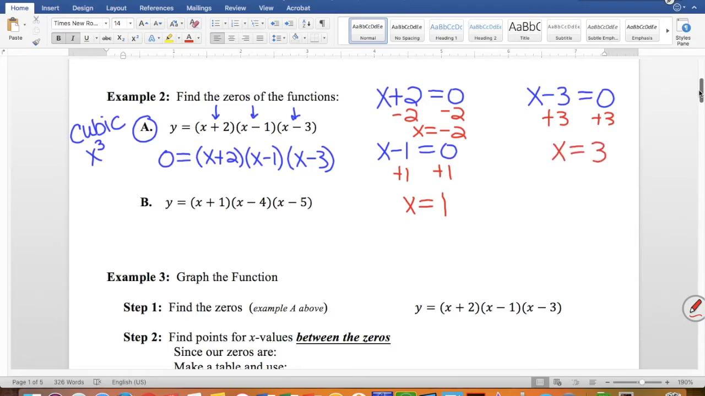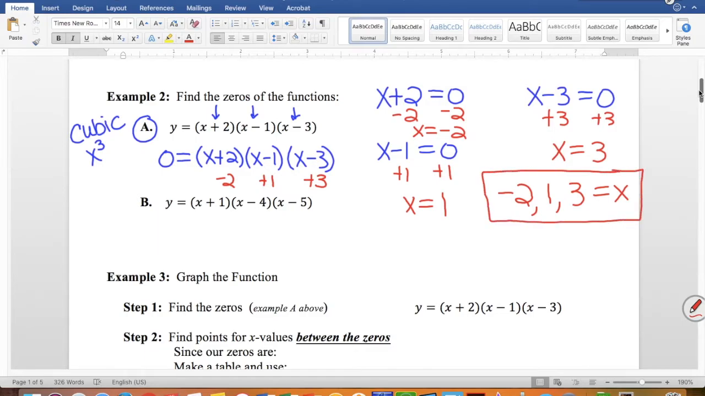Okay, so just so you can kind of see, since the coefficient of all of our x's is an understood 1, notice that each of these, basically the solution is the opposite of what you see in the parentheses. That's what happens here. So my three solutions would be negative 2, 1, and 3. So that would be the zeros of the function. In other words, those three numbers are where my graph would cross the x-axis. Those would be my three x-intercepts.